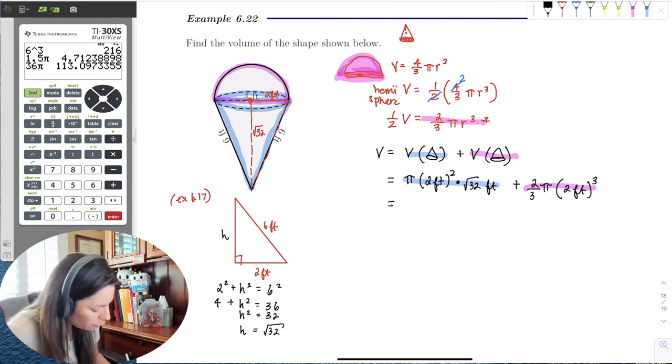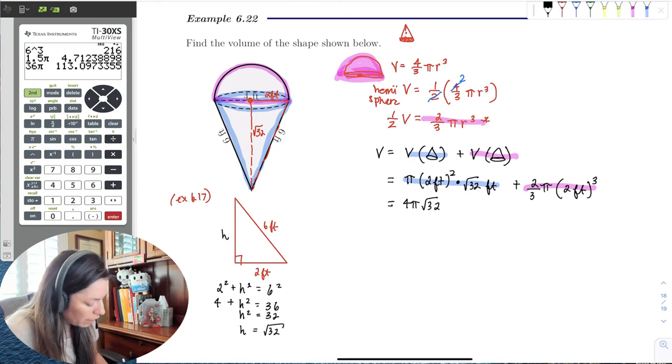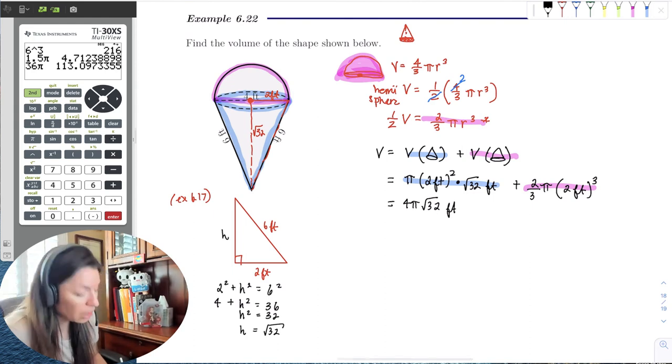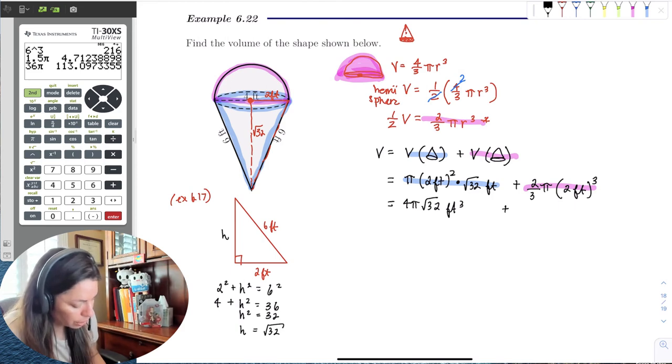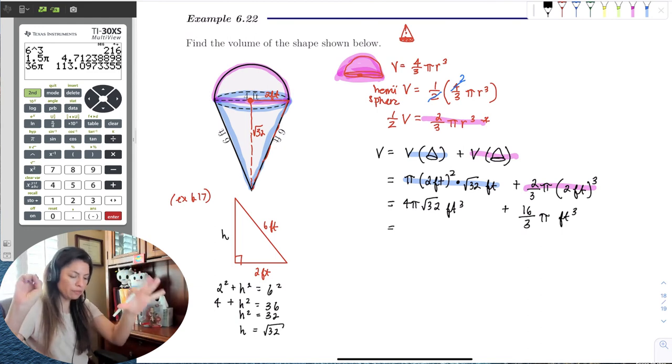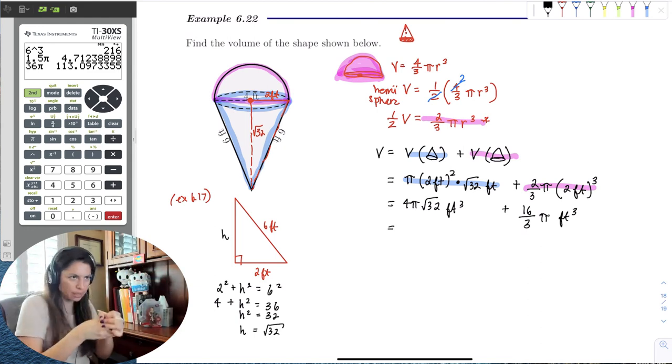So 2 squared is 4. I'll have 4 pi square root 32 feet squared times feet, which is cubic feet, plus 2/3 times 8, since 2 cubed is 8. So 8 times 2 is 16/3 pi, and feet cubed is cubic feet. Okay, so now we're no longer multiplying. We have cubic feet here, and we can add those together.